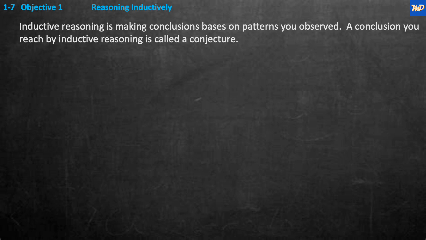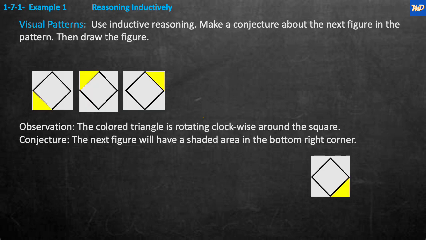Objective 1, reasoning inductively. Inductive reasoning is making conclusions based on patterns you observed. A conclusion you reach by inductive reasoning is called a conjecture. We'll be looking at a number of these as we move through this review period. Example 1, reasoning inductively. Visual patterns. Use inductive reasoning. Make a conjecture about the next figure in the pattern.